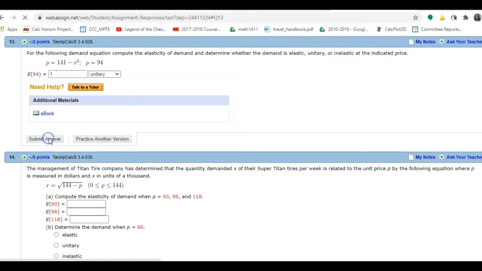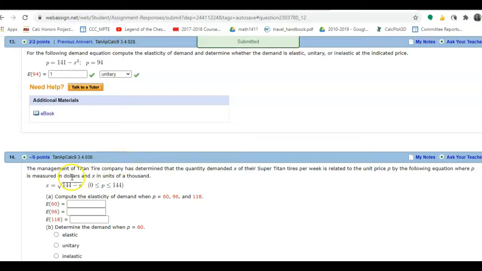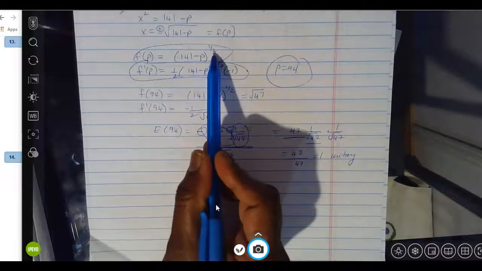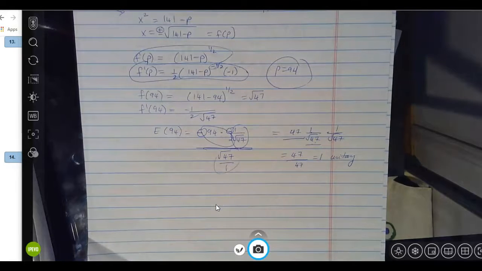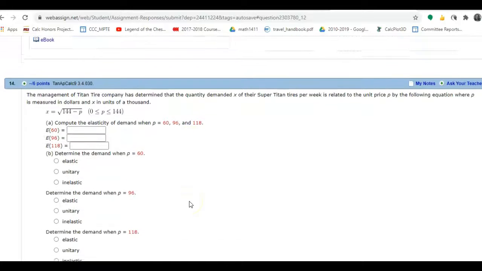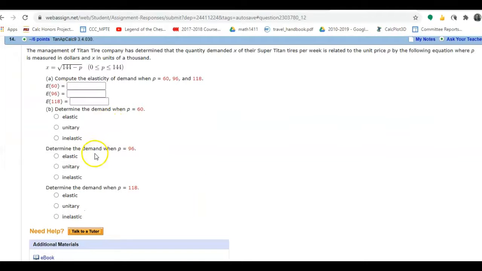Oops. All right, now question 14 is also a little bit challenging, but it's going to be very similar to what we just did. Here x is already solved for, so you're going to rewrite this as 144 minus p raised to half, and then just like we did here, after you raise it to the half, you're going to use the chain rule and then find the elasticity of demand. Okay, and so you have 3 values to use for p, so make sure you type all those in correctly, and then classify each of those as elastic or inelastic or unitary.